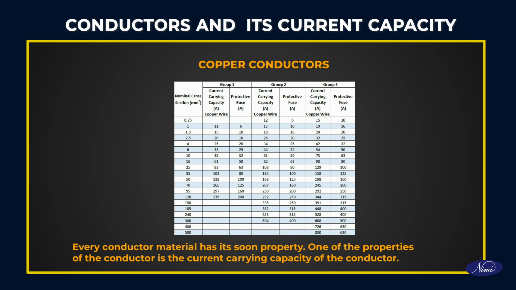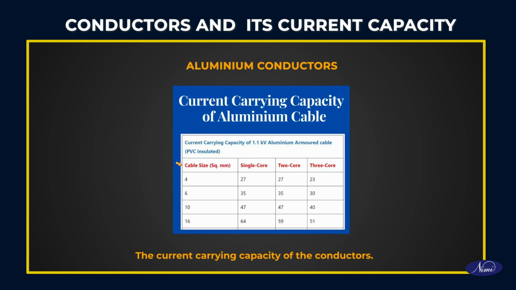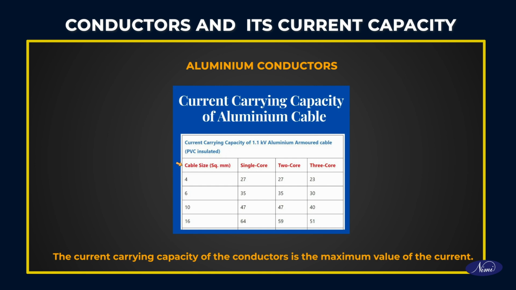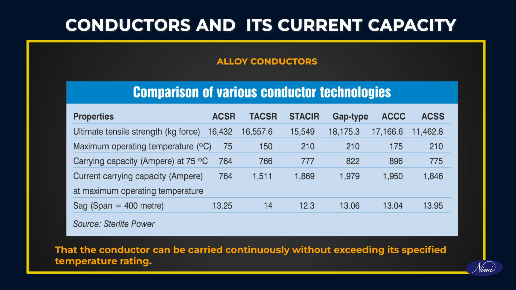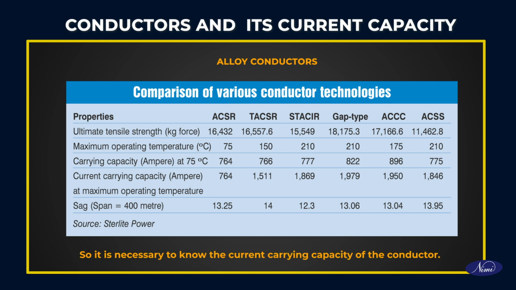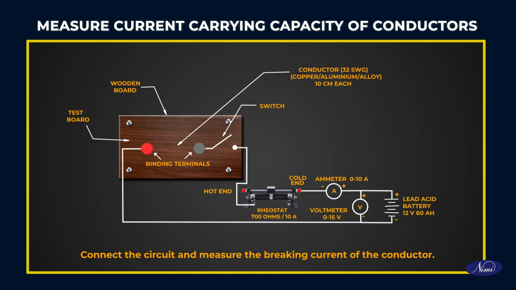Every conductor material has its own property. One of the properties of the conductor is the current carrying capacity of the conductor. The current carrying capacity of the conductors is the maximum value of the current that the conductor can carry continuously without exceeding its specified temperature rating. So, it is necessary to know the current carrying capacity of the conductor. Connect the circuit and measure the breaking current of the conductor.